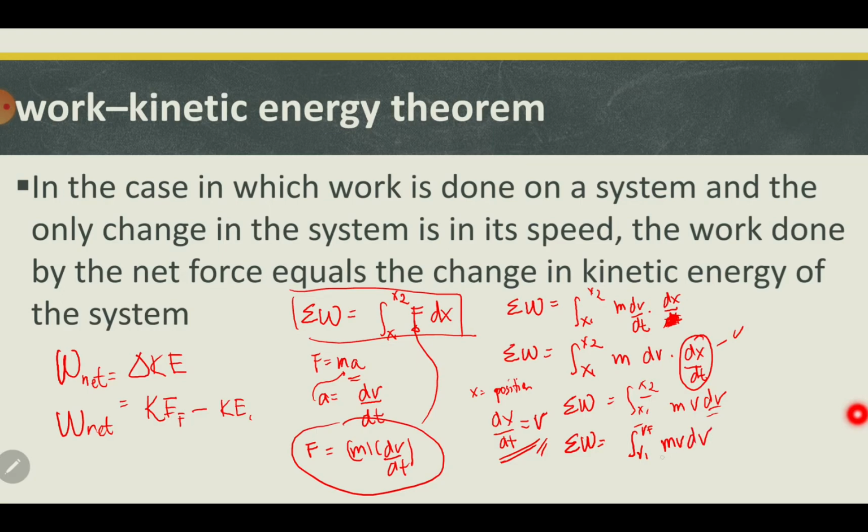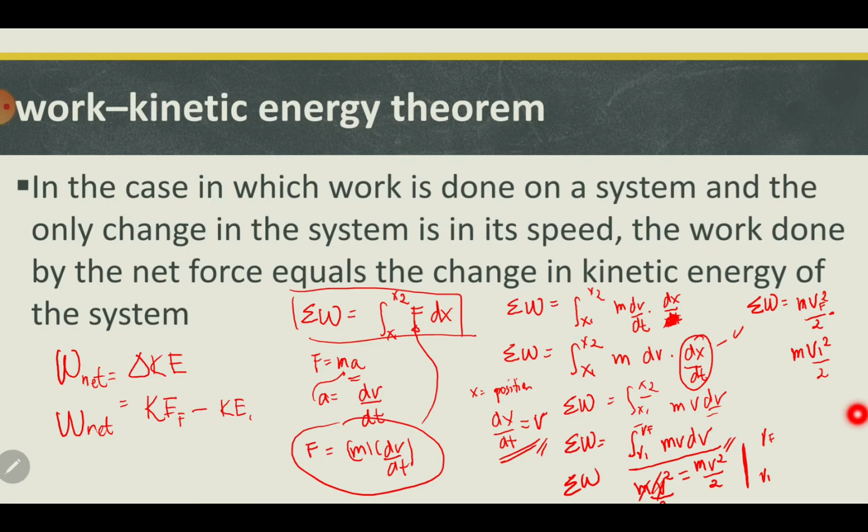Now, integrating this equation, we will have a value equal to m v squared over 2, from the limits of vi to vf, which is equal to our summation of W. So we will have the summation of W is equal to m vf squared over 2 less m vi squared over 2.